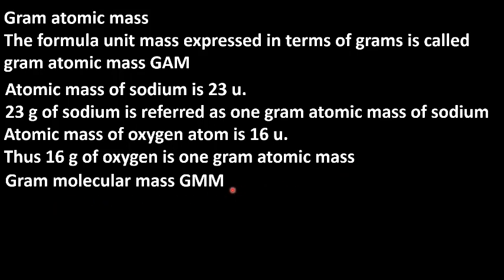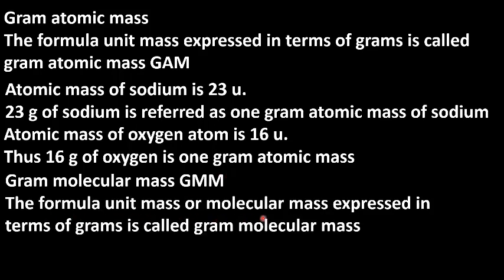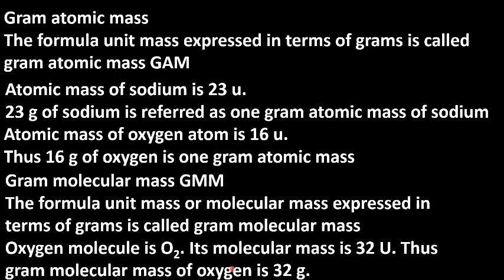Gram molecular mass, GMM. If the molecular mass is expressed in terms of grams, molecular mass means the mass of a molecule of an element or molecule of a compound. So, if formula unit mass or molecular mass is expressed in terms of grams, it is called gram molecular mass. Oxygen molecule is O2. Its molecular mass is 32 units. Therefore, 32 grams of oxygen is referred to as 1 gram molecular mass of oxygen. Thus, we can find the GMM or GAM of any element or compound.